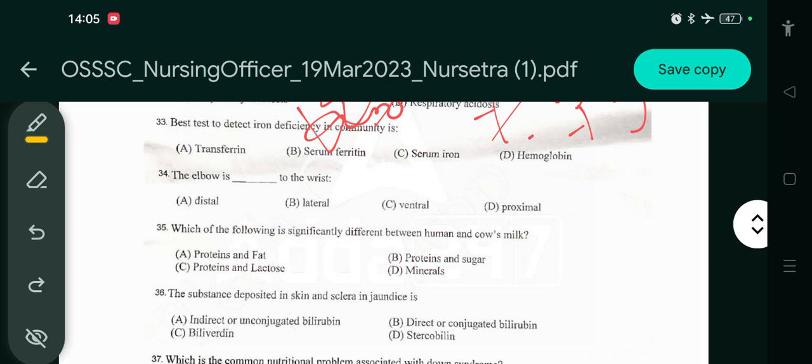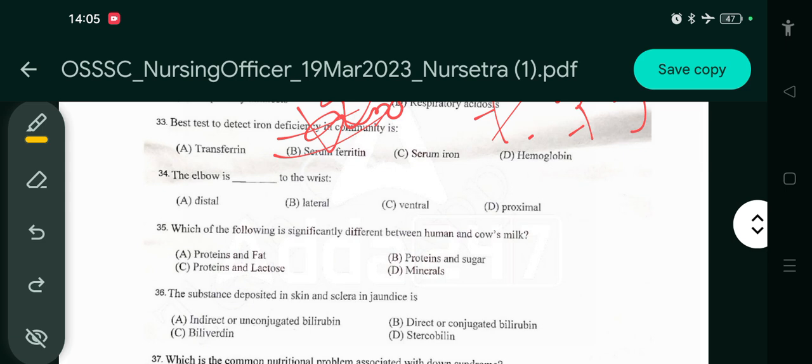The question is asking about iron deficiency in the community, how we will detect it. Here the answer is serum ferritin. Transferrin is option A; transferrin is not what we see yearly.